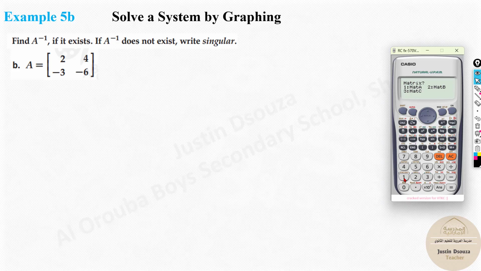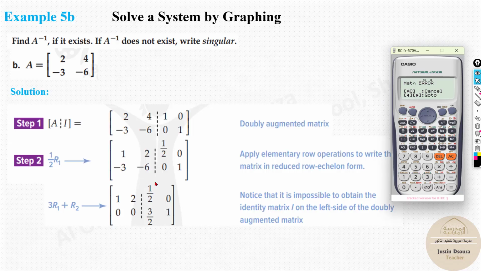Mode 6, 1. Let me type this: 2, 4, minus 3 and minus 6. That's it. Now you need to press shift 4 and 3 for the matrix A inverse. And here you're getting a math error. Why is this? That means this is singular. There is no inverse for this. Now, if you're going to solve it by the row transformation method, you'll be stuck. There is no way you can go further.